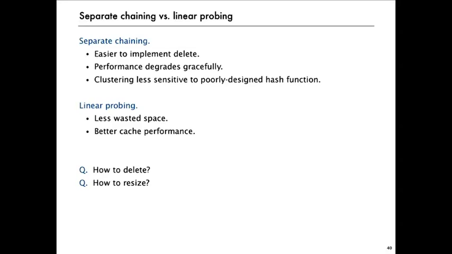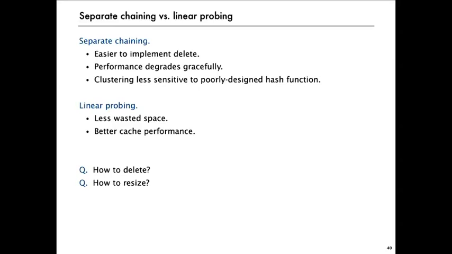There's a number of considerations to take into account. Separate chaining is really easy to implement, both insert and delete. If performance degrades, it does so gracefully. And the clustering is maybe less of a problem if you have a bad hash function.